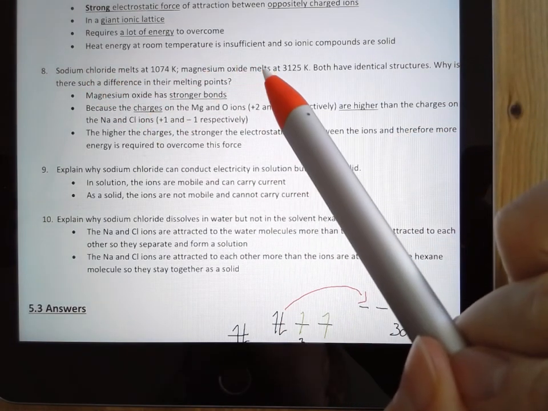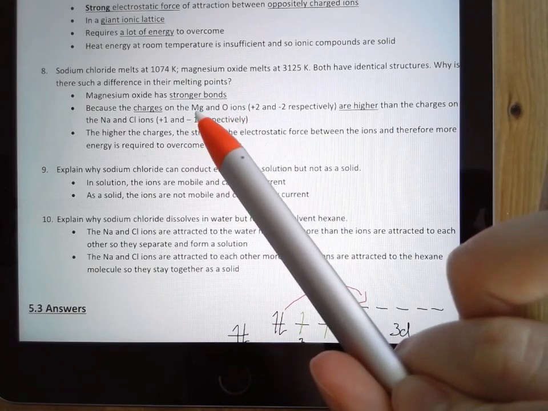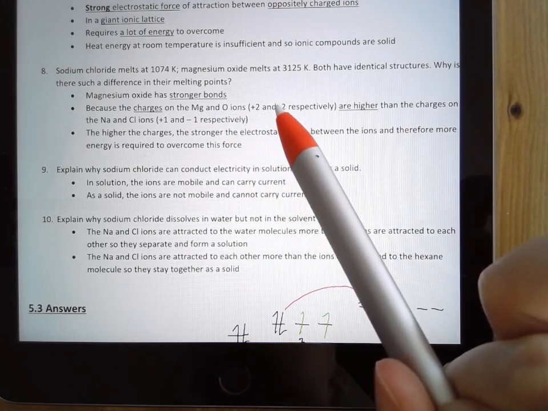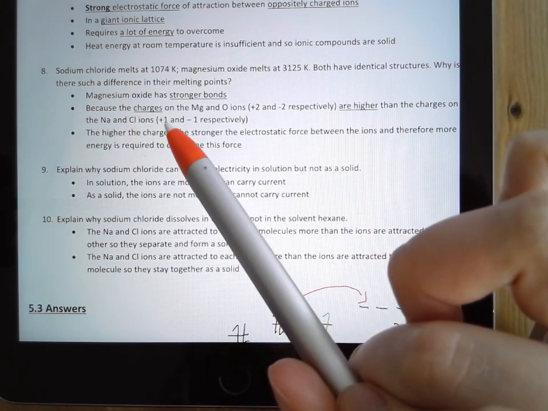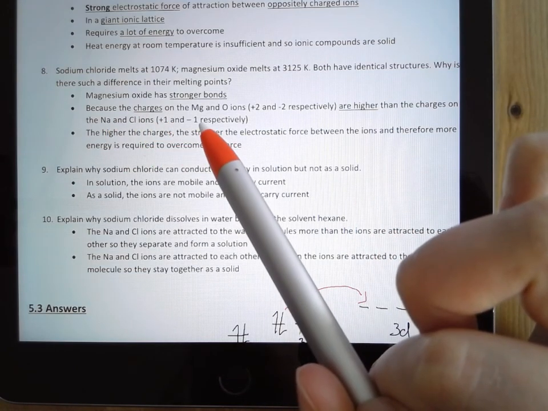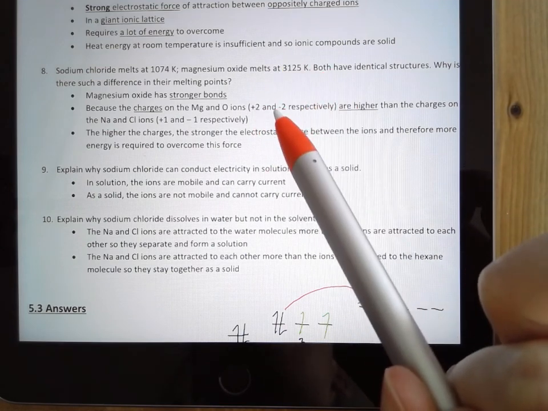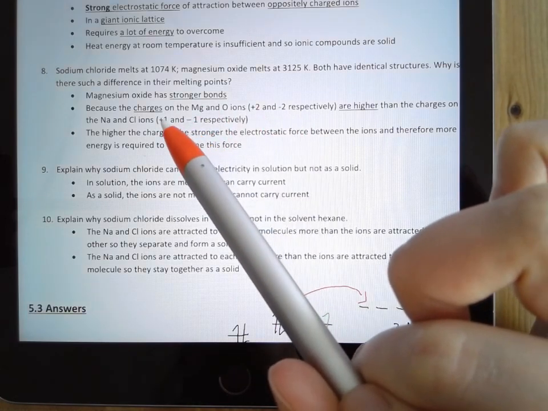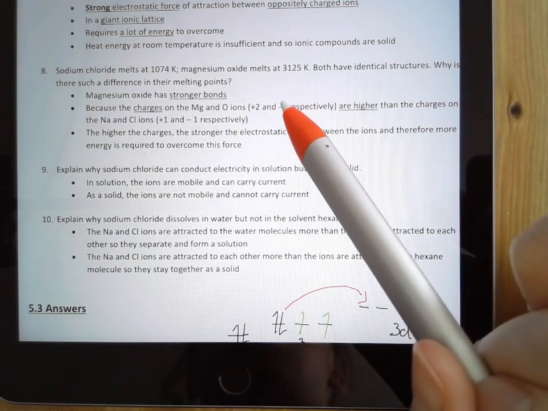If I look at the charges on the ions, magnesium's in group 2, so it's got a charge of plus 2. Oxygen's in group 6, so it's got a charge of minus 2. Compare that to sodium chloride. Sodium in group 1 has a charge of plus 1. Chlorine's in group 7, a charge of minus 1. So in magnesium oxide, you've got ions with plus 2 and minus 2. These charges are higher than the charges we see in sodium chloride, where you've got plus 1 and minus 1. The higher the charges on the ions, the stronger the attraction between the ions.